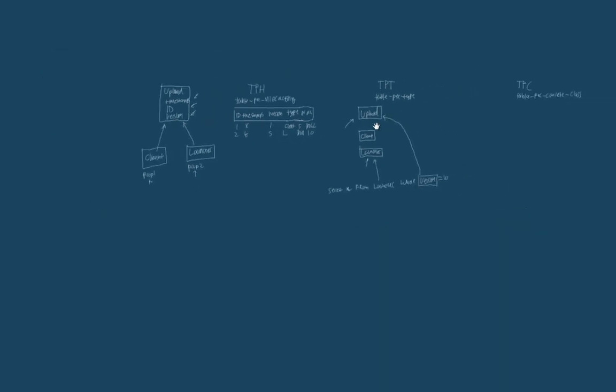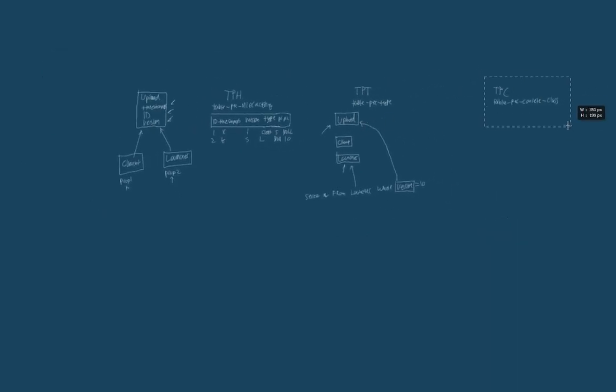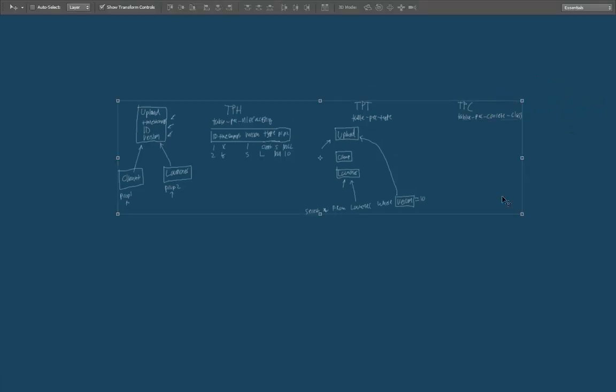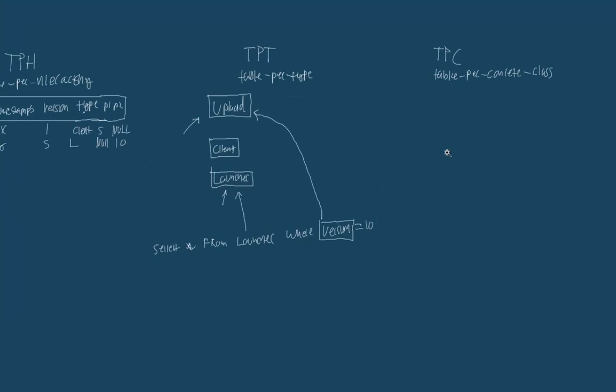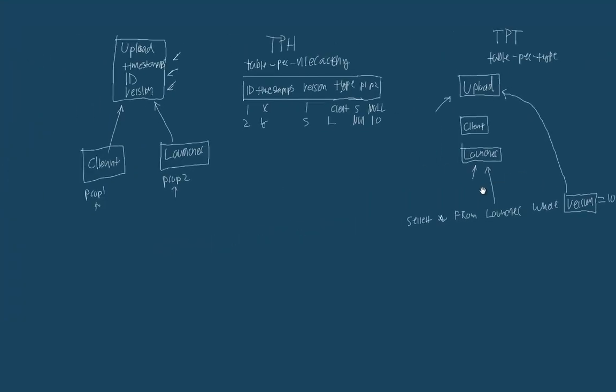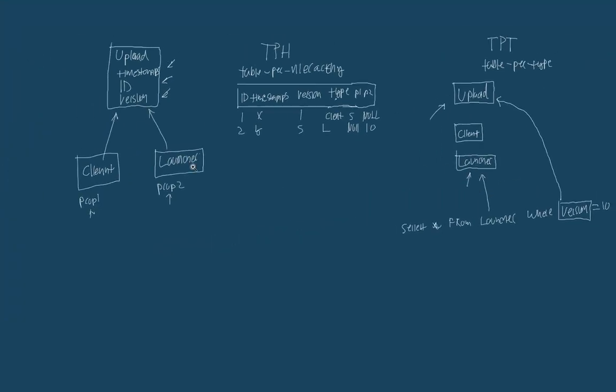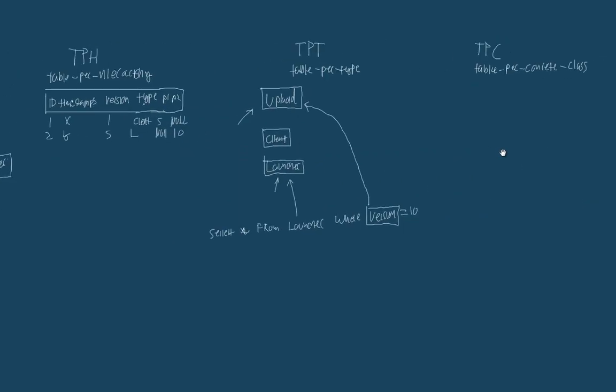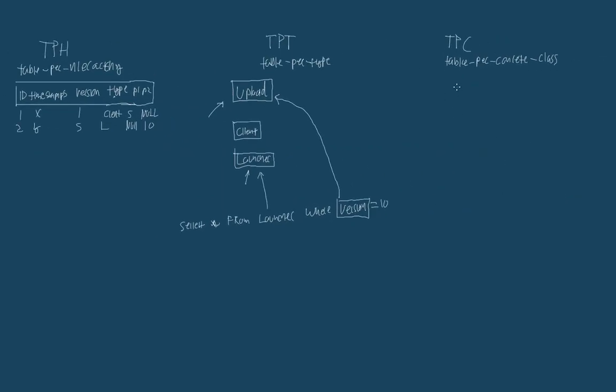Now let's talk about TPC. TPC is table per concrete type. Well, a concrete type is a non-abstract type, and we have two of those in our hierarchy that we're looking at. We have client and launcher. The table per concrete type, or concrete class, is going to be something like this. We'll have a client table, and we'll have a launcher table, with no direct relationship between each other.